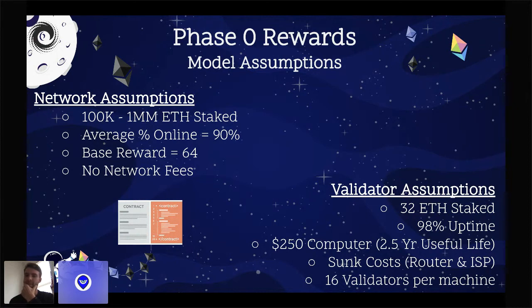Now the validator assumptions on the side of the individual, which is the biggest benefit of the model that we put together, as it provides cost assumptions, which we've spent quite a bit of time on. Those assumptions are: an individual validator, 32 ETH staked, individual uptime of 98%, a $250 piece of hardware with a 2.5-year useful life, and router and ISP are sunk costs. We consider that not to be a thing to pull out of the rewards, assuming that most people already have those. And in the event that we want to run multiple validators, which is a scenario we will also touch on, it's assuming that you can run 16 validators per machine.